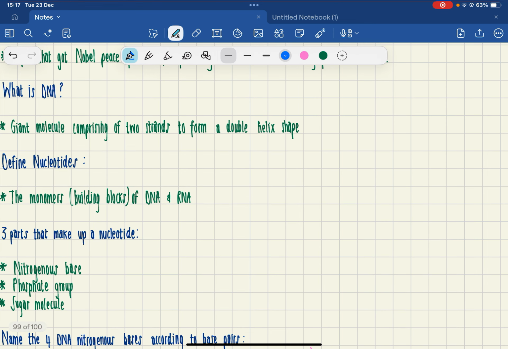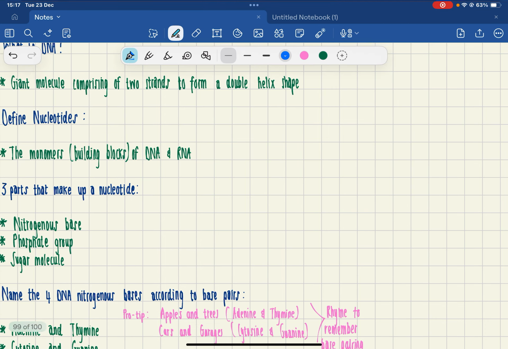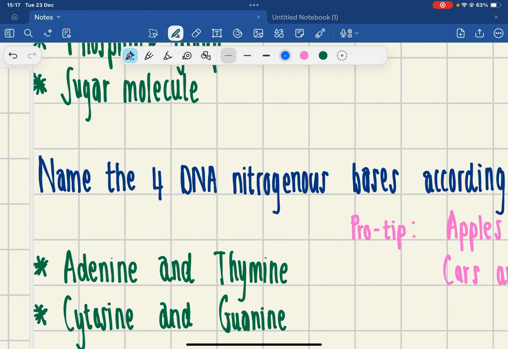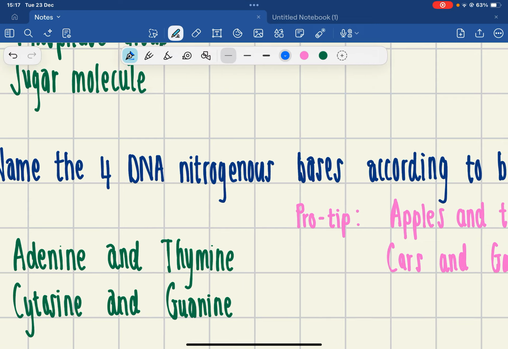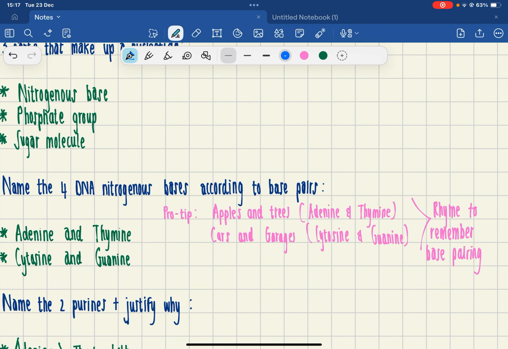Now, we're going to focus on DNA's nitrogenous bases and the way in which these bases are paired. So in DNA, we have adenine and thymine, we have cytosine and guanine. And a pro tip is to remember it this way: adenine bonds to thymine, cytosine bonds to guanine.